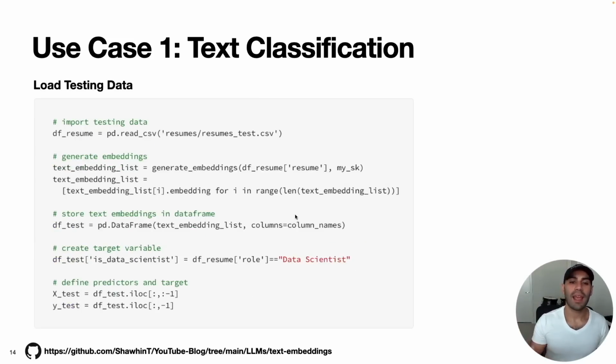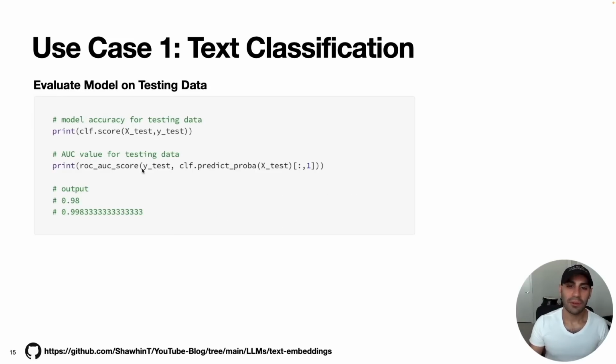Here we're going to load in a testing data set. So this is also available on the GitHub repository. Here we're just repeating the same steps as we did for the training data. We'll read it in as a pandas data frame. We'll generate the embeddings in one line of code. We'll extract the embeddings as a list. Then we'll create a new pandas data frame for the testing data. And then we'll create a target variable of is data scientist for the test data. And then we'll split it into a set of predictors and the target variable. With that, we can simply evaluate the model on this new data set with these 2 lines of code. And we see the model still has very good performance on the testing data.